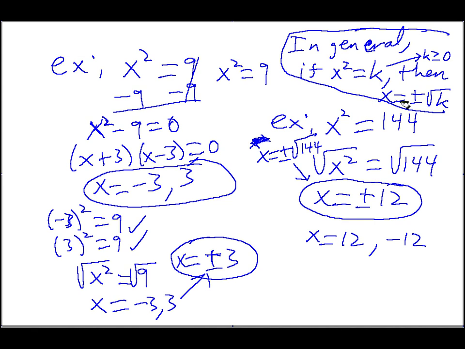If k is a negative number and you take the square root of a negative number, what happens? Well, that's not a real number. If you remember that back in chapter 10.